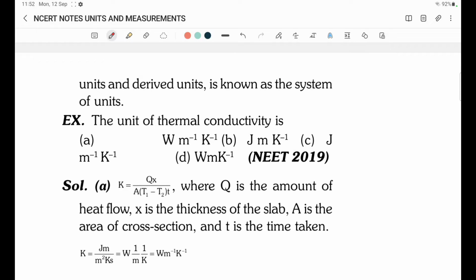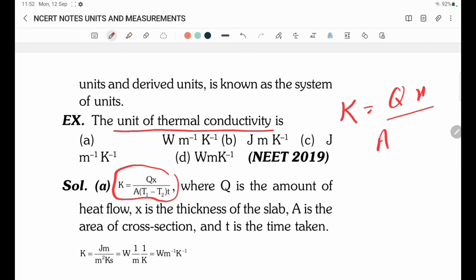So this question was given in the examination NEET 2019. What is the unit of thermal conductivity? He is asking us to find the unit of thermal conductivity. For such questions, to find the unit, you need to know the equation for thermal conductivity. So K is given as Qx divided by A into temperature difference T2 minus T1 into T. Q means amount of heat flow.